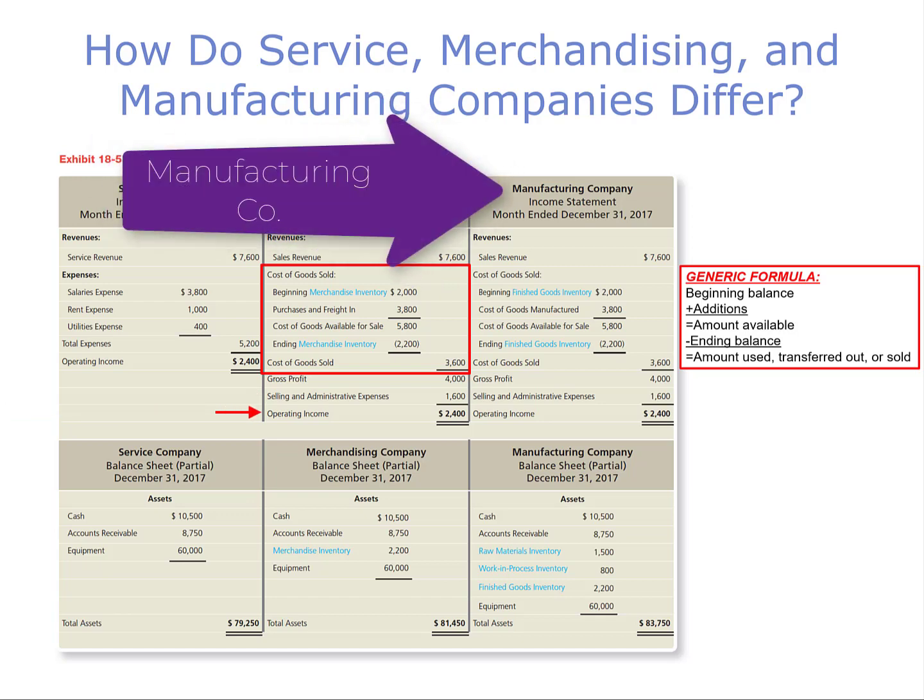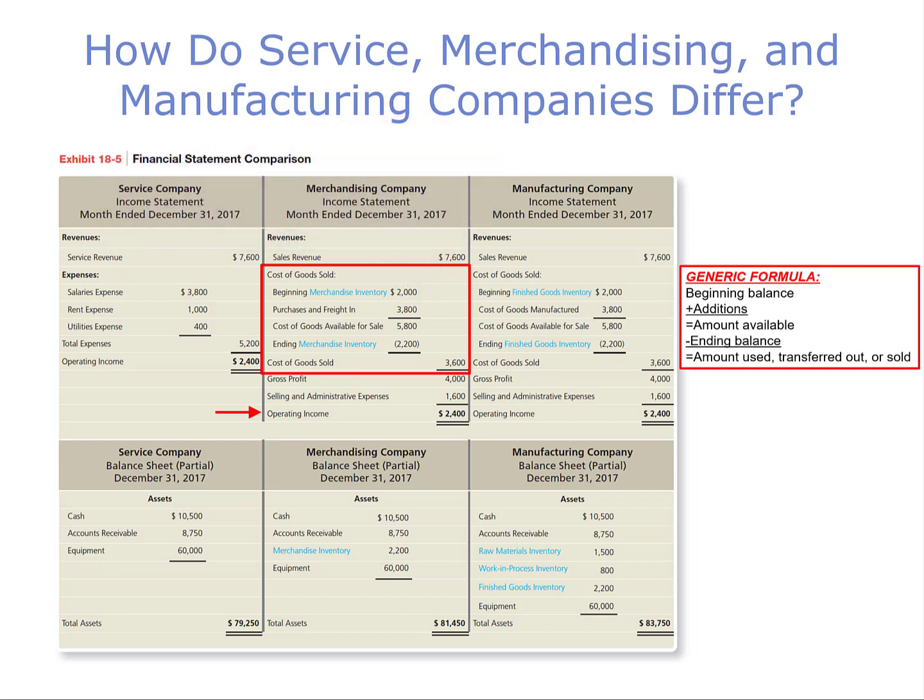A manufacturing company is very similar to a merchandiser. They still have cost of goods sold, and they still have gross profit, but just the terminology is different. To calculate cost of goods sold, we still follow our generic formula. We take the cost of finished goods inventory at the beginning of the period. We add the cost of goods manufactured. Remember, this is the cost it took to make the products. We'll describe this more in detail later in this chapter.